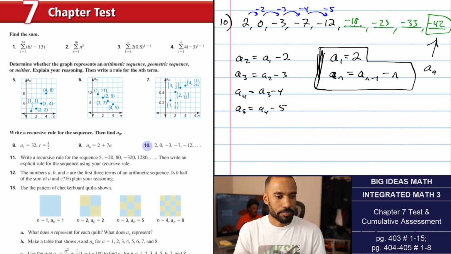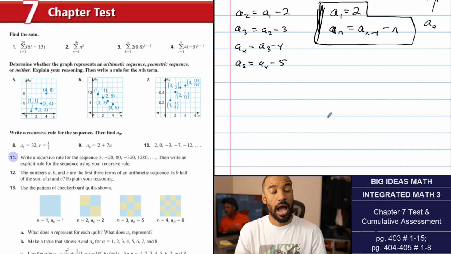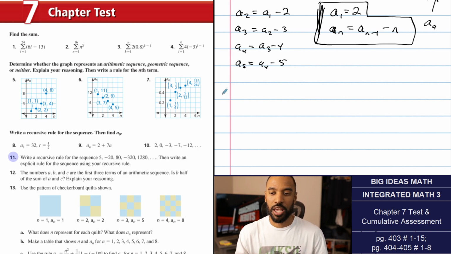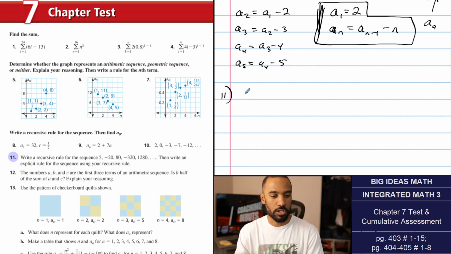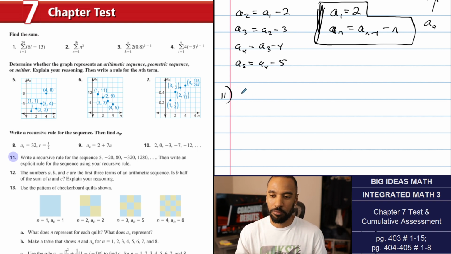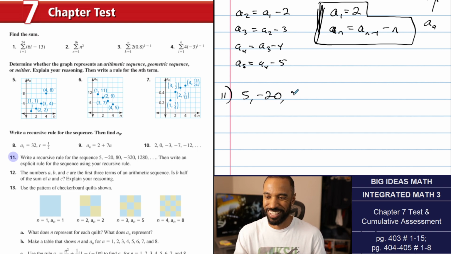Number 11. Write a recursive rule for the sequence below, then write an explicit rule for the sequence using your recursive rule. I'll write an explicit rule how I want to. Thank you very much. And I would like to use it with my recursive rule. Thank you for not giving me free will. It's that, you're fired, too late, I quit.